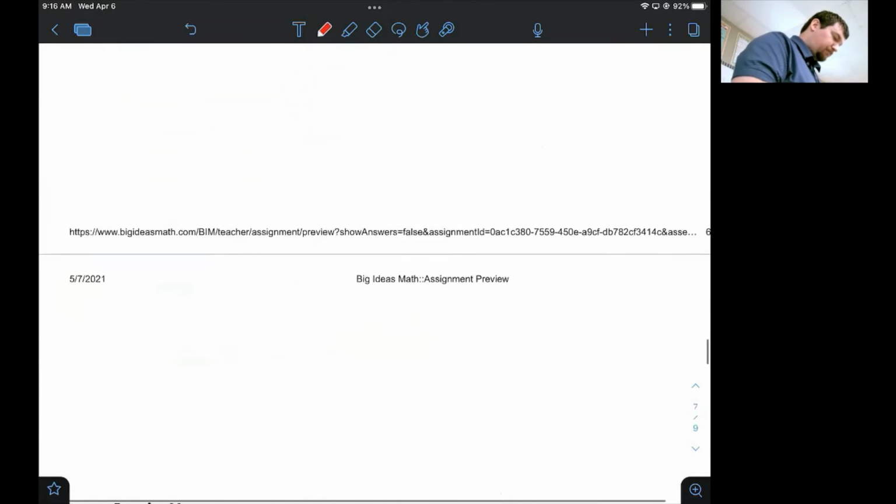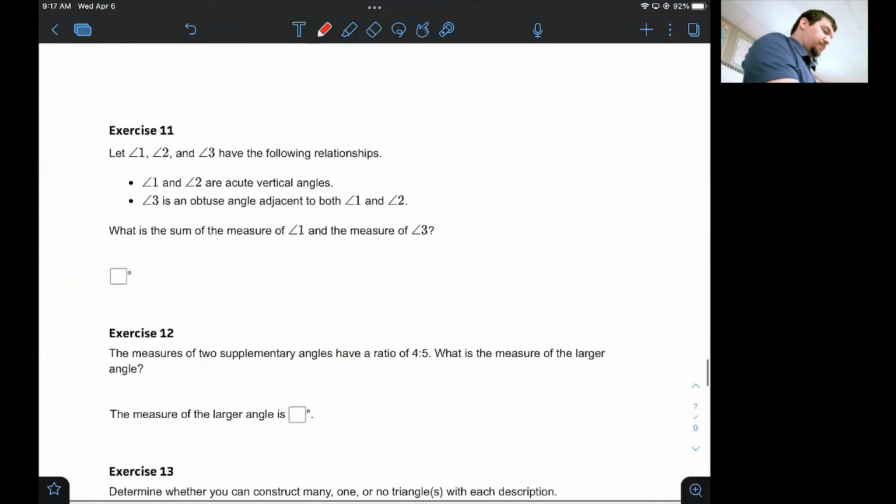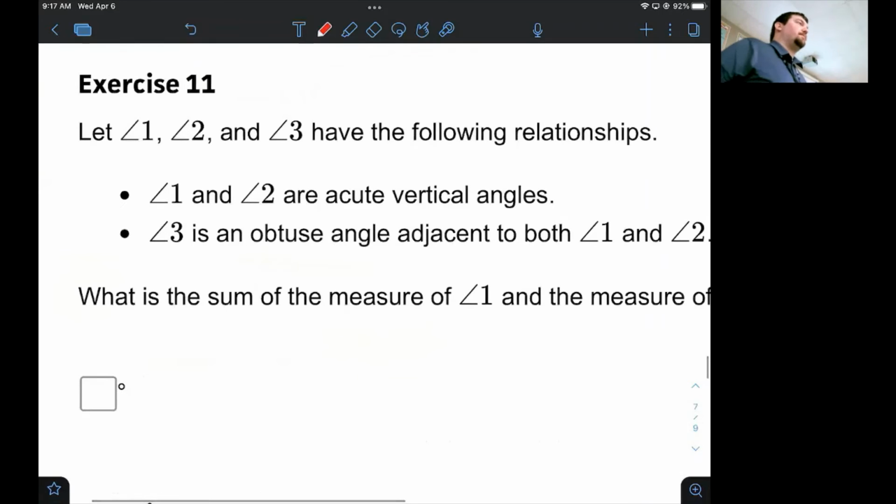Number 9. There is no number 9. There is no number 10. You can make your next problem number 11.